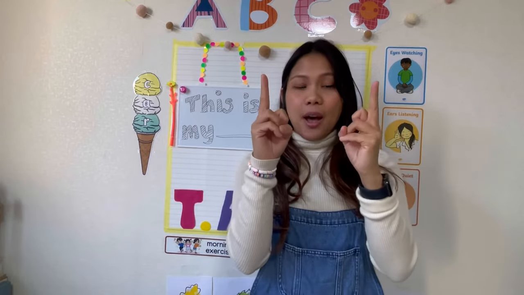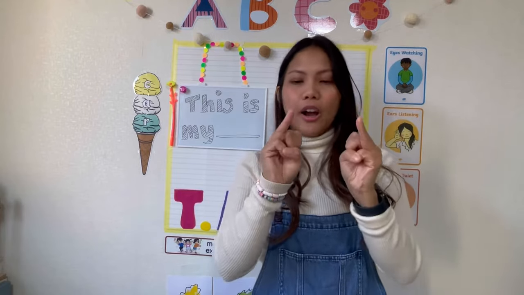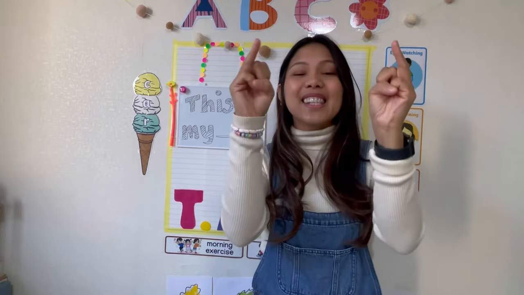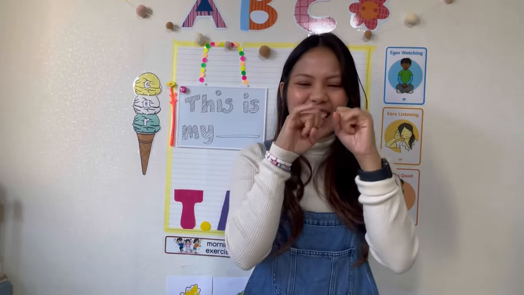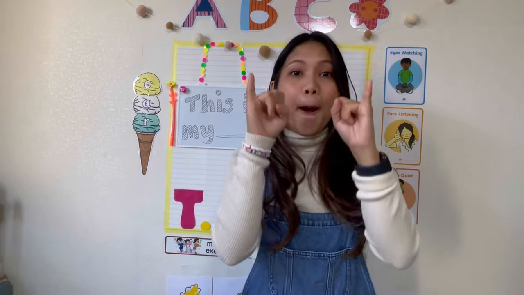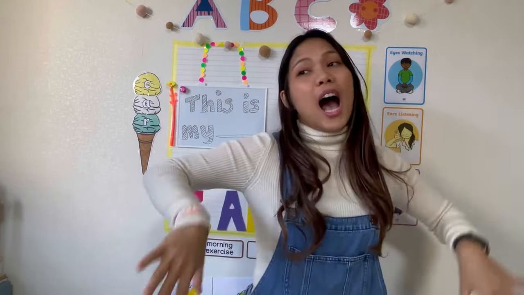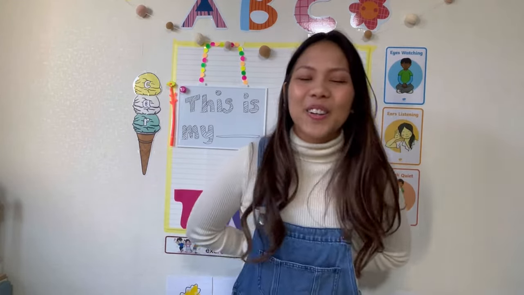Right. And the middle finger for brother. Brother. Right. And then this one, it's a little bit hard. This finger for sister. Can you say sister? And the little tiny, tiny finger will be the baby. Baby. Great. Okay, so let's just hide our hands behind our back. And the song goes like this.